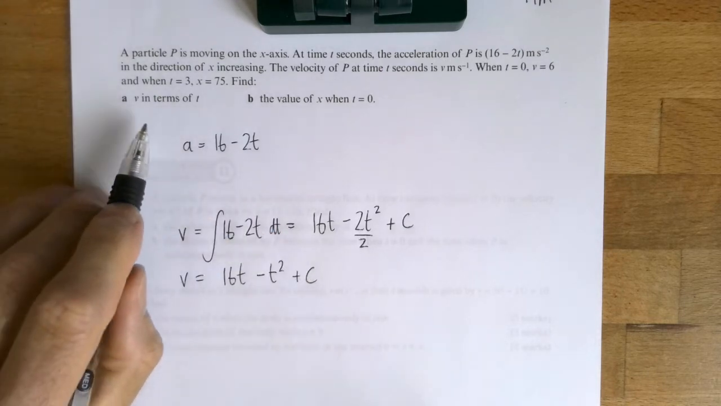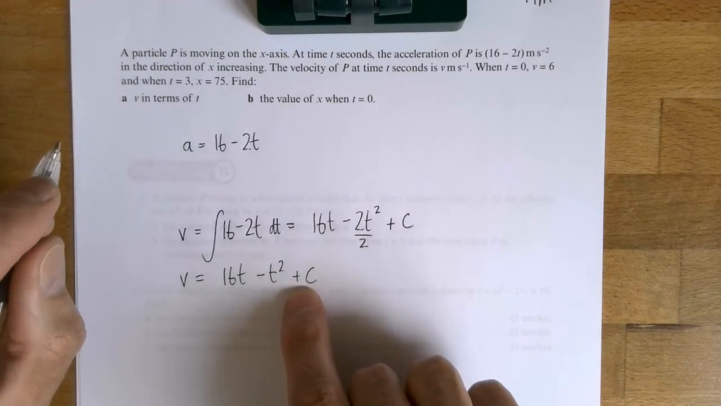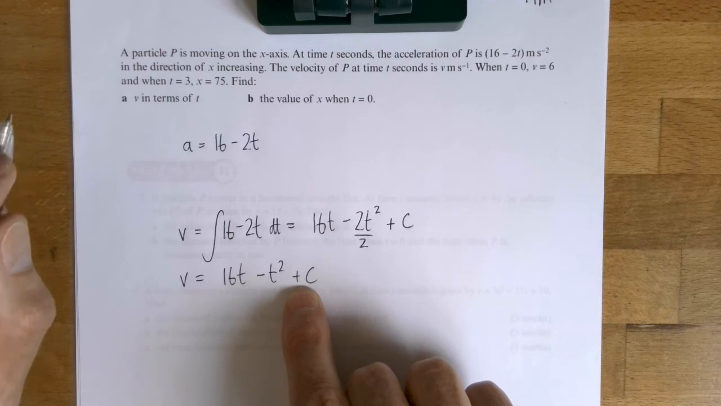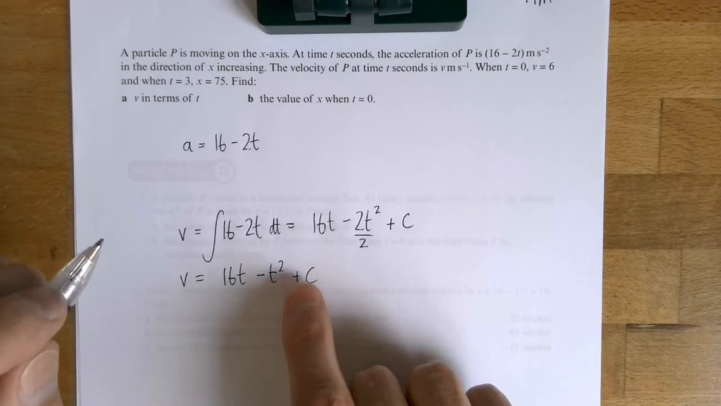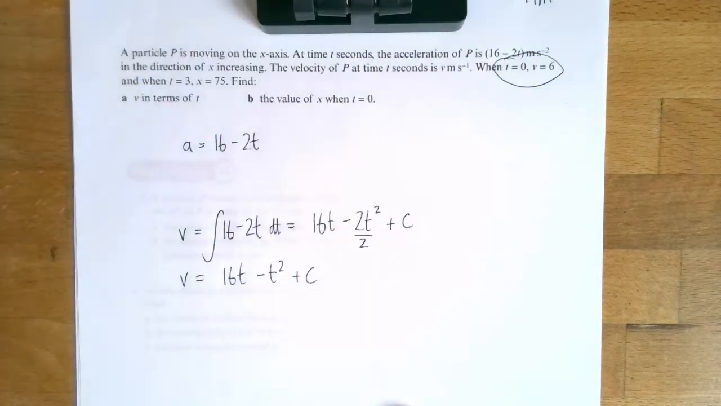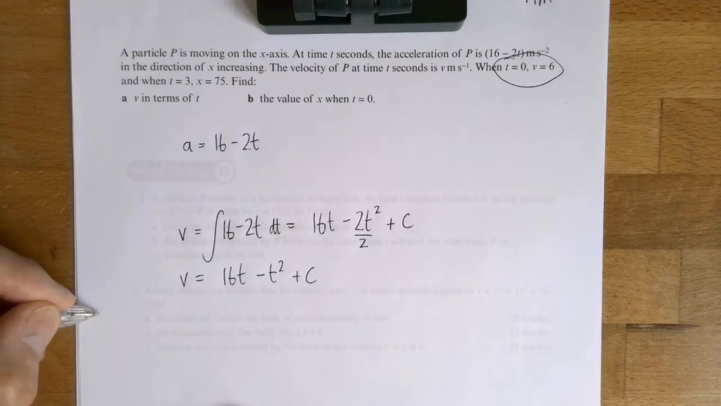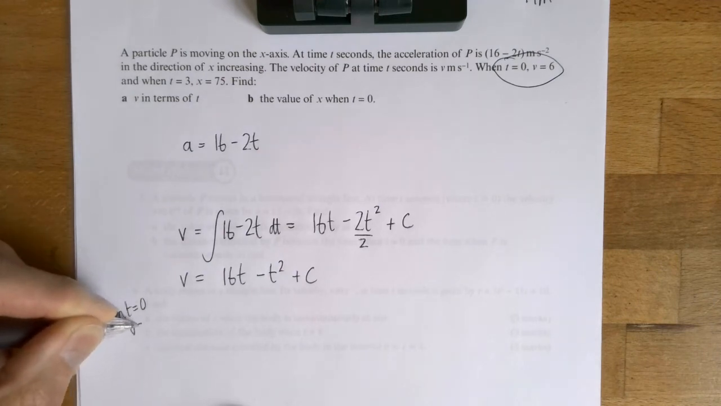Now, that is a formula for v in terms of t, except we've got this constant here. If only we knew a value of t and a value of v, we could work out the constant. Oh, hang on. Bingo. There they are. So I know that when t equals 0, v equals 6.